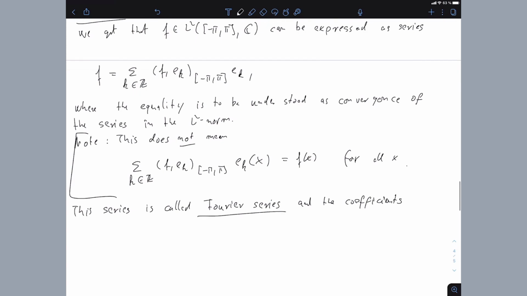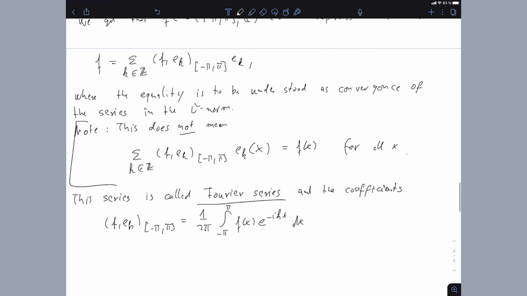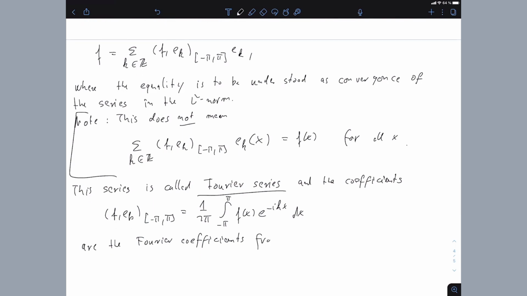And the coefficients, this is 1 over 2 pi, the integral from minus pi to pi of f of x e to the minus i k x dx, are the Fourier coefficients from the definition.